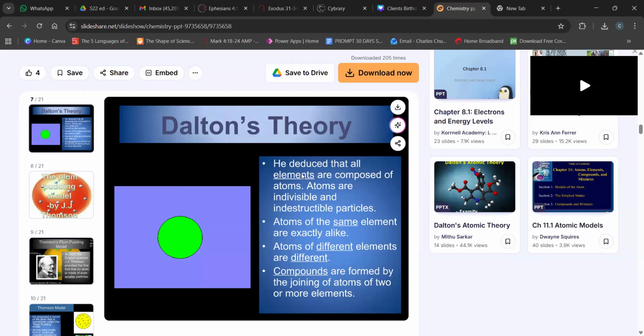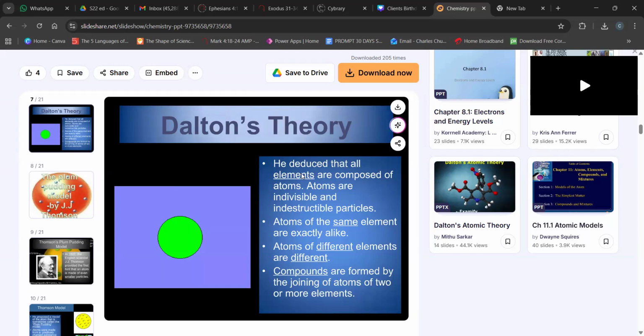So, do you think this is something you can remember if you are asked? No, no. You don't think so? Take a look at it closely. I think this is a summary of what this theory is. The first is that all elements are composed of atoms. Atoms are indivisible and indestructible, and atoms of the same element are exactly alike, right? Atoms of different elements are totally different too. And then compounds are formed by joining of atoms of two or more elements. Okay, so this is a summary of it.